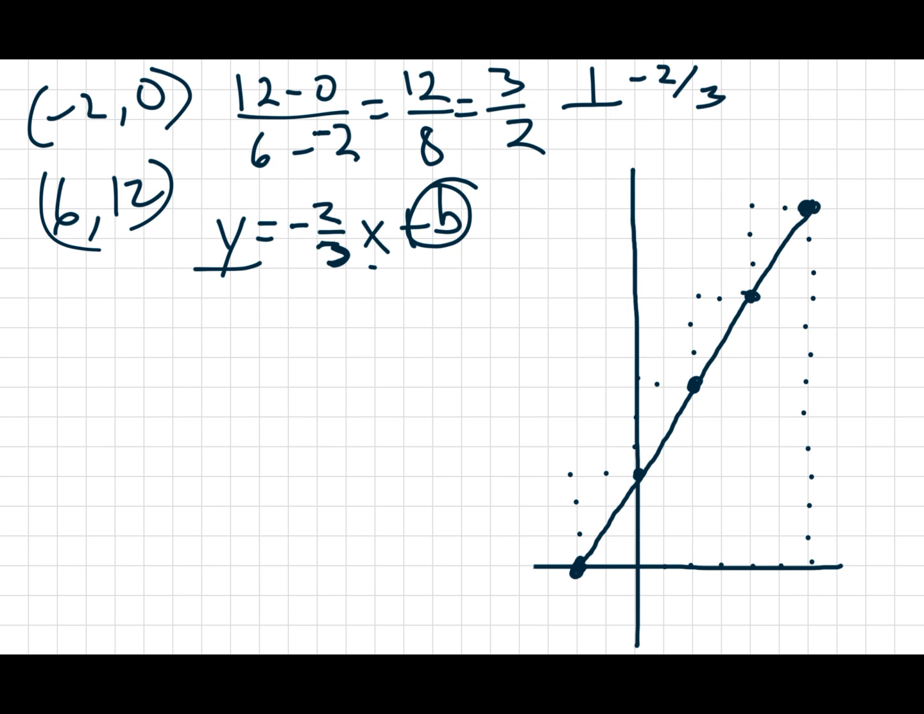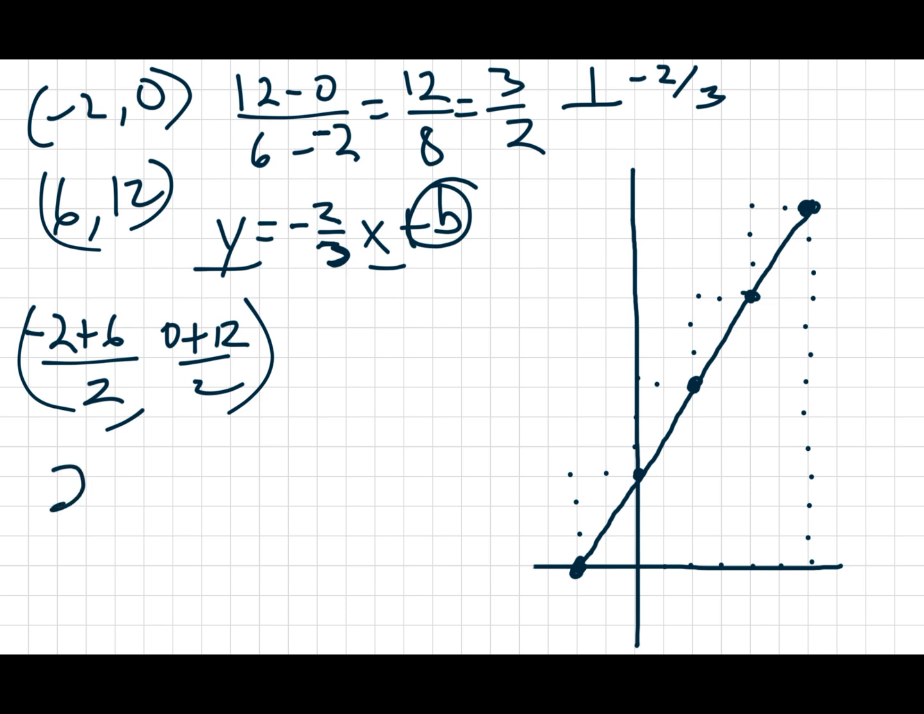Okay, so 12 plus, oops, I'm sorry. Erase that. Do the x's first. Negative 2 plus 6 over 2, and 0 plus 12 over 2. Negative 2 plus 6 is 4. 4 over 2 is 2. 0 plus 12 is 12. 12 divided by 2 is 6.